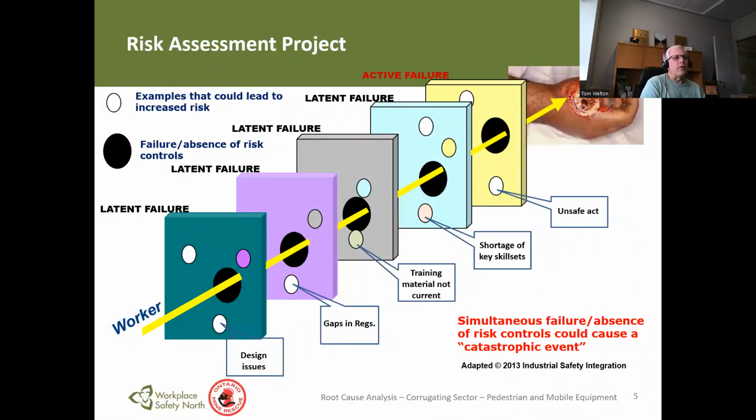As you can see, the arrow, if all these key areas of concern or failures line up, there is the potential for a catastrophic event occurring. And that's what we're trying to prevent. And the goal of both the risk assessment and root cause analysis for the sector was to identify these key gaps and allow us to share information or recommendations regarding controls where we can eliminate or minimize those gaps.